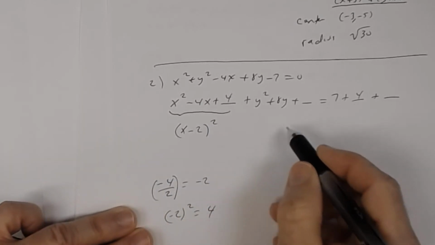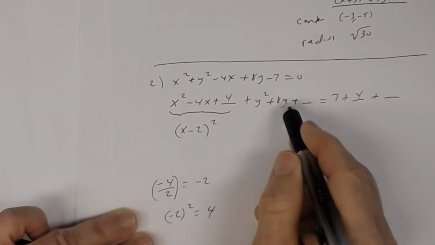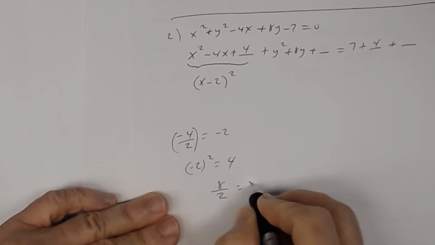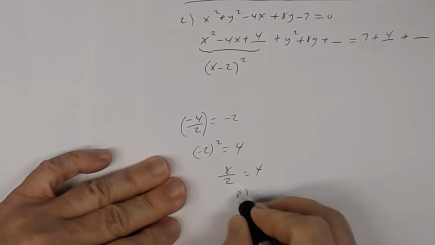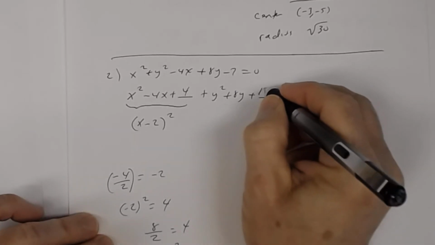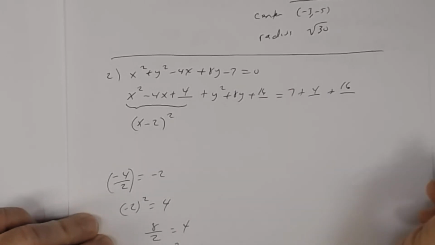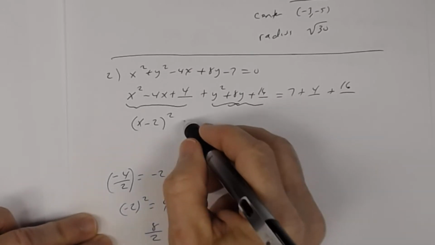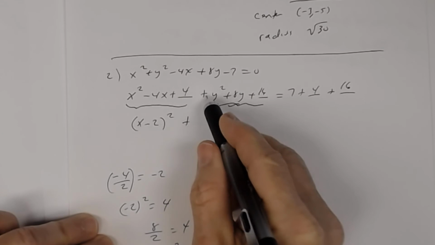All right, let's do the y's. So we take the coefficient of y, which is 8. Divide by 2, I get 4. Then take that 4 and you square it, you get 16. So we're going to add 16 to both sides. Again, right here, this should now be a perfect square trinomial. Don't forget the plus sign here.